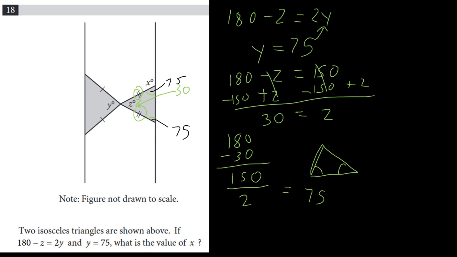From here, I know that through supplementary angles, I can figure out this x, and that's what it wants. So x would be 180 minus 75. And then what it'll look like, it's 5, 7, so the answer would be 105.